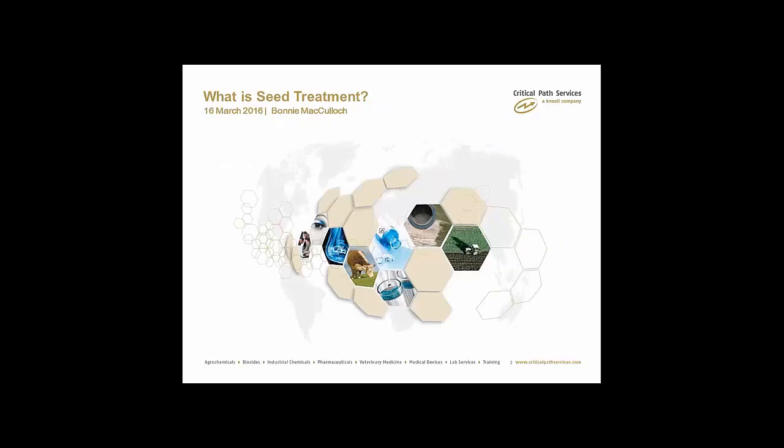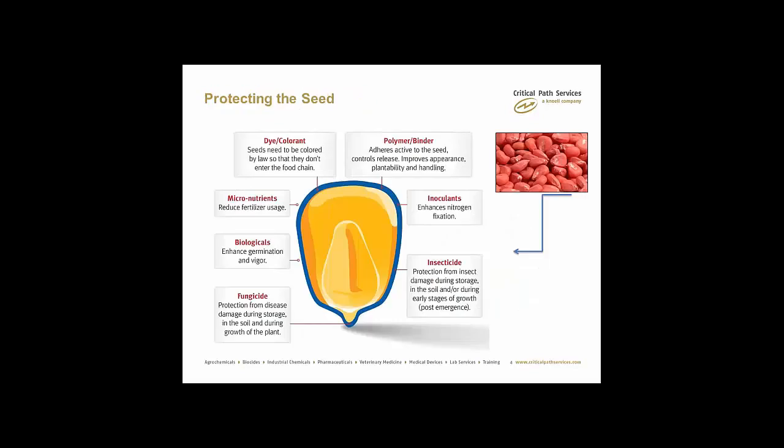So what is seed treatment? Seed treatment is a tool that is used to protect a seed from damage caused by pests and pathogens. Seed treatment can be further defined as the application of fungicides, insecticides, and sometimes biological agents applied to seeds to suppress, control, or repel plant pathogens and pests that attack seeds, seedlings, or young plants. Additional amendments such as inoculants, micronutrients, polymers, and colorants are also often applied in combination with the pesticide.